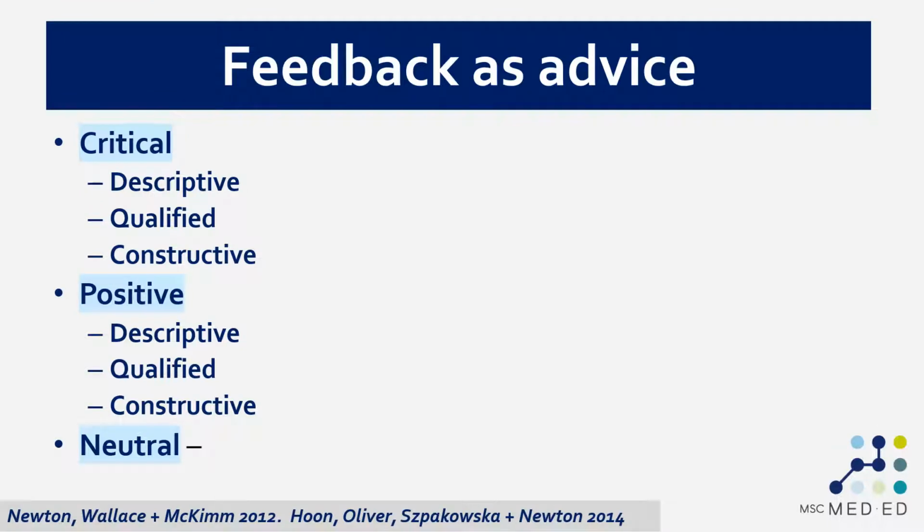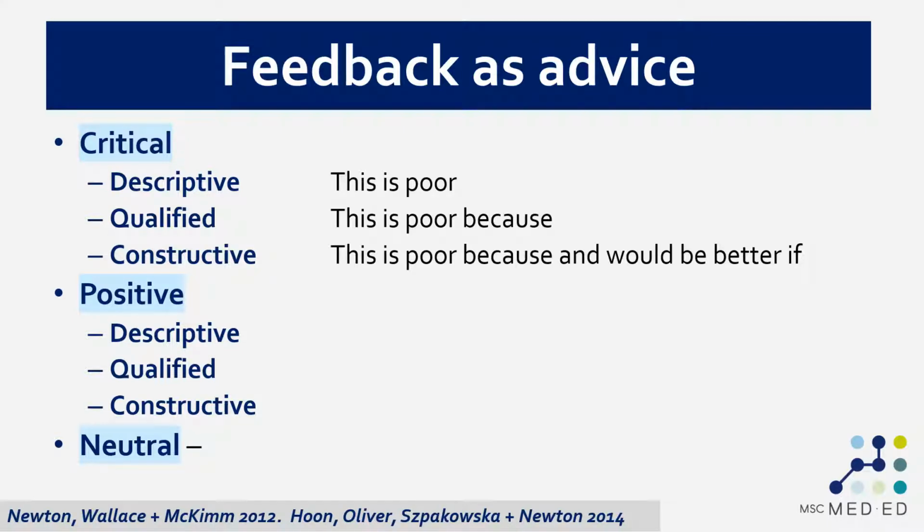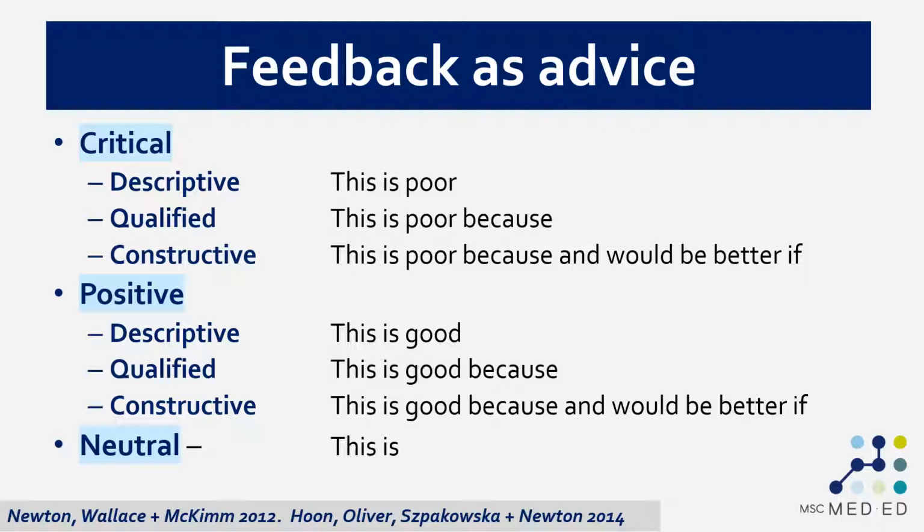We can break this down further still. Feedback can often be thought of as positive or negative, critical or positive, good or bad. The same classification that we just talked about in the previous slide can be applied to both critical and positive feedback as well. We can give our learners feedback that something is poor or needs improvement. That can be descriptive, but it's better if we qualify it. Why is something poor? Why does it need improvement? And better still, what could the learner do to improve? The same applies to positive feedback. Even if something is really good, it helps to give people advice for how it could be better still.